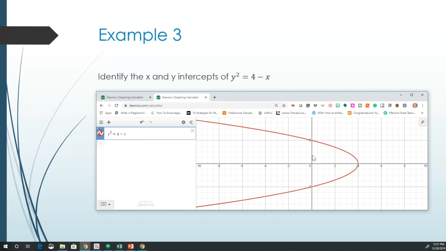So when you identify the x and y intercepts, you're just listing where it crosses. And what's really nice is that Desmos tells us, because it has these little gray dots, and I can hover them. I don't even need to click them. If I just hover over it, it tells me the intercepts. And I can even click it. So we have a y-intercept of (0, 2), a y-intercept of (0, -2), and then an x-intercept of (4, 0). So when you say identify the x and y intercepts, that's what you're doing here.